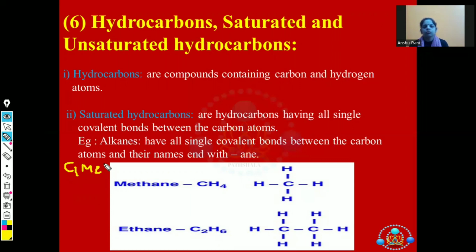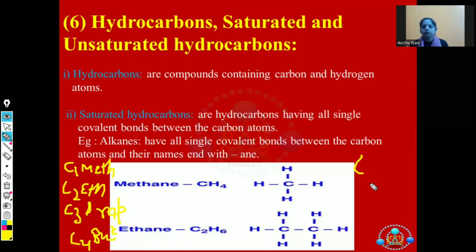For 2, eth. For 3, prop. For 4 carbon atoms, it's but. For 5 carbon atoms, it's pent. For 6 carbon atoms, hex. These are word roots. Then we have the primary suffix.